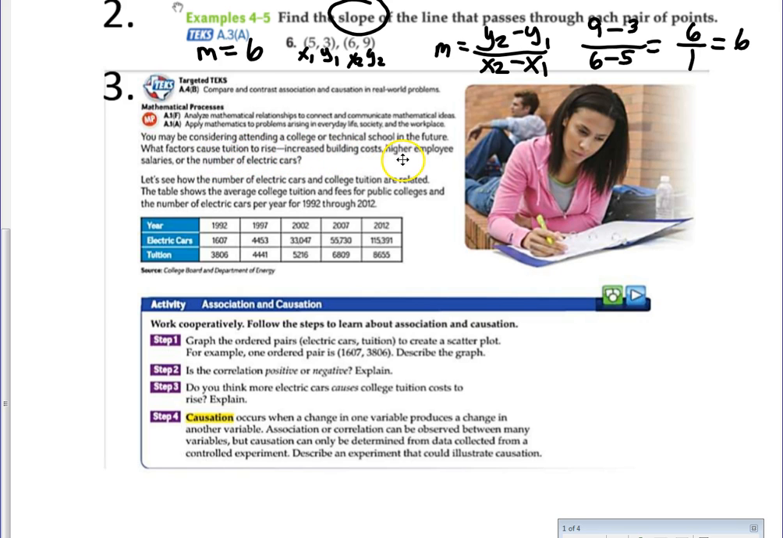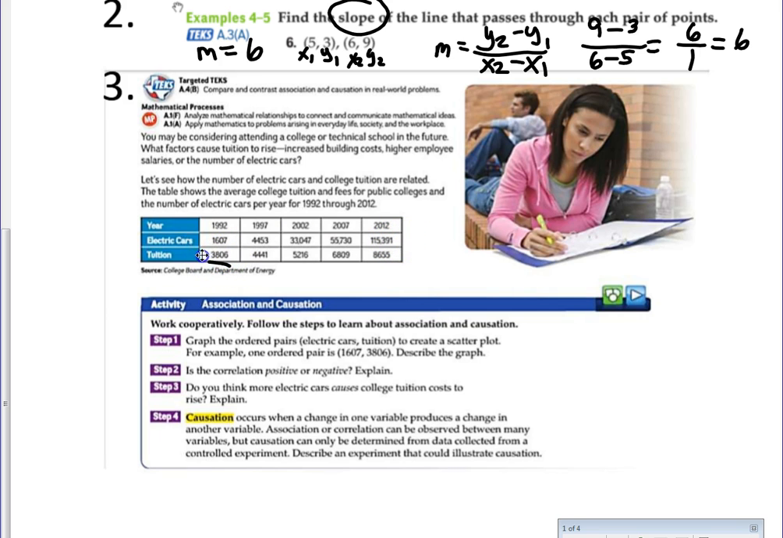Increased building costs, higher employee salaries, or the number of electric cars? Let's see how the number of electric cars and college tuition are related. The table shows the average college tuition fees for public colleges and the number of electric cars per year for 1992 through 2012. Okay, electric cars, 1,607, and then it goes up to 115,000.